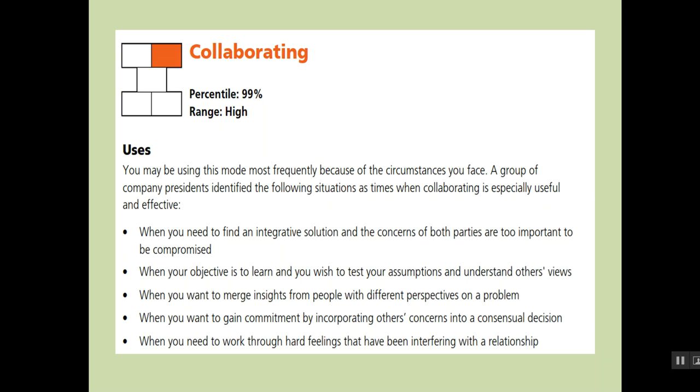Some of the uses are when you need to find an integrative solution and the concerns of both parties are too important. When your objective is to learn and you wish to test your assumptions and understand other views. When you want to gain commitment by incorporating other concerns into a consensual decision. When you need to work through hard feelings that have been interfering with the relationship.